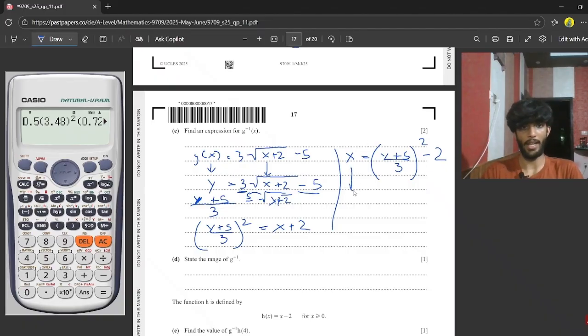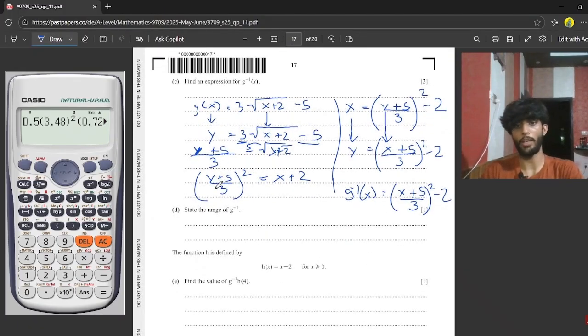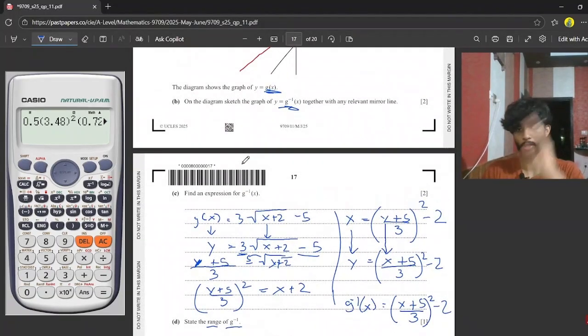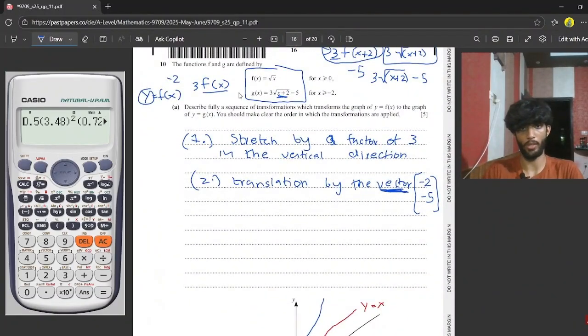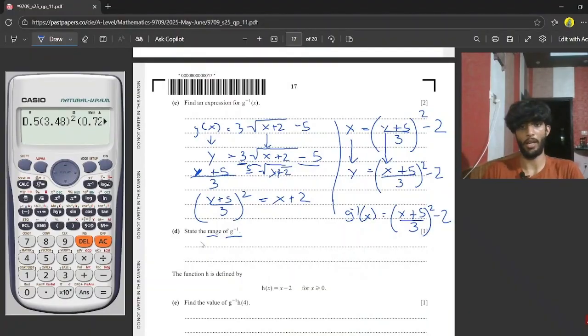And now what's going to happen is that x is going to change into y, and y is going to change into an x. This is what I have now. And now this y is basically going to be g inverse of x, equal to x plus 5 over 3 squared minus 2. Now state the range of g inverse. So what is going to be the range of g inverse? It's going to be whatever the domain was for g of x, and that was x is greater than or equal to negative 2.